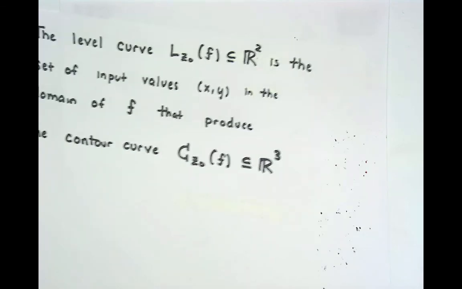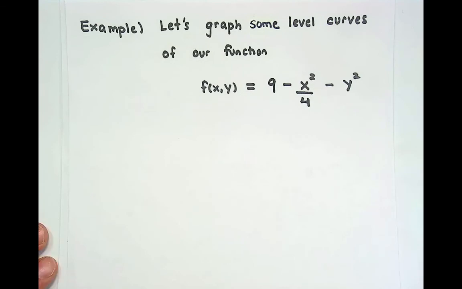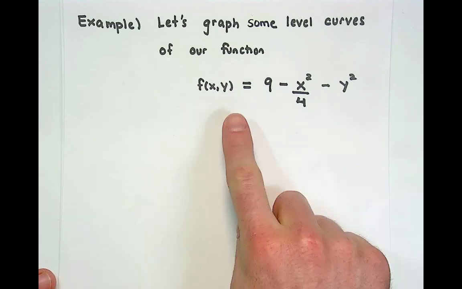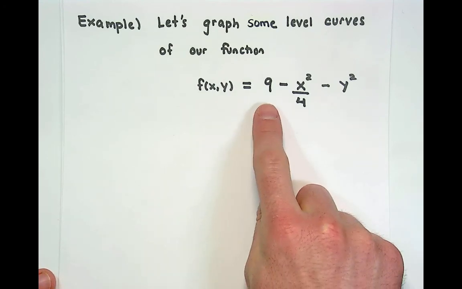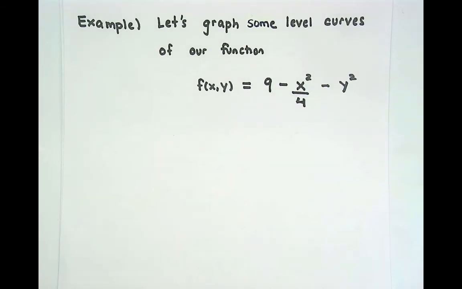Let's take a look at what we mean by going back to our famous example, an example that is now spanning 3 videos. If you ever see this example on the street, please stop it and get its autograph. It is going to be extremely famous by the end of this video. So we had this function f of x, y equals 9 minus x squared divided by 4 minus y squared, and we looked at the level curves associated with this.